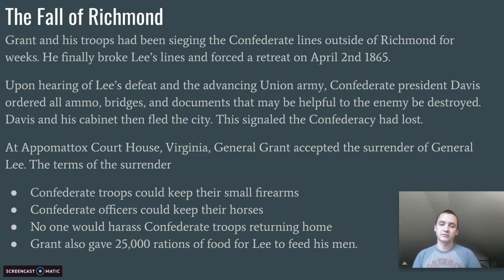At the Appomattox Courthouse, General Grant accepts the surrender of General Lee, and the terms of surrender are actually pretty generous. Confederate troops can keep their small firearms, so not cannons, but basically everything else. Confederate officers can keep their horses. No Union citizen or Confederate citizen would harass Confederate troops returning home. Basically, they would be free to just go home and return to their normal lives. And Grant also offered 25,000 rations of food for Lee to feed his men as they were surrounded at Appomattox.